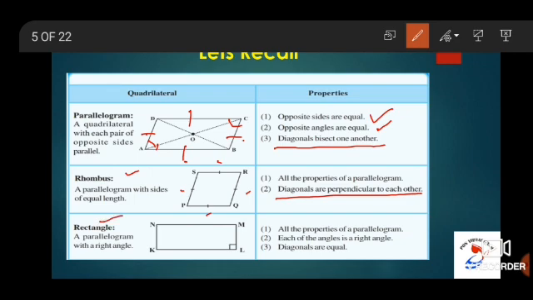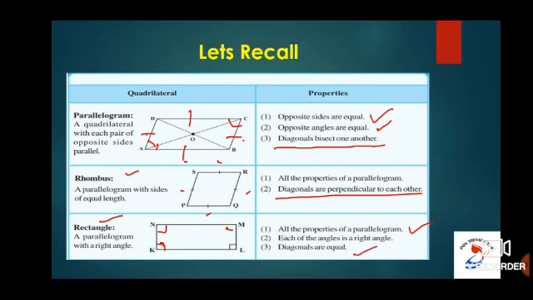Now the third one, it is rectangle. Again, all the properties of parallelogram will apply for rectangle and each angle in a rectangle, that is each and every angle will be 90 degree. So all the four angles are 90 degree. And each angle is a right angle. So as it is 90 degree, it is a right angle. Then diagonals are also equal.